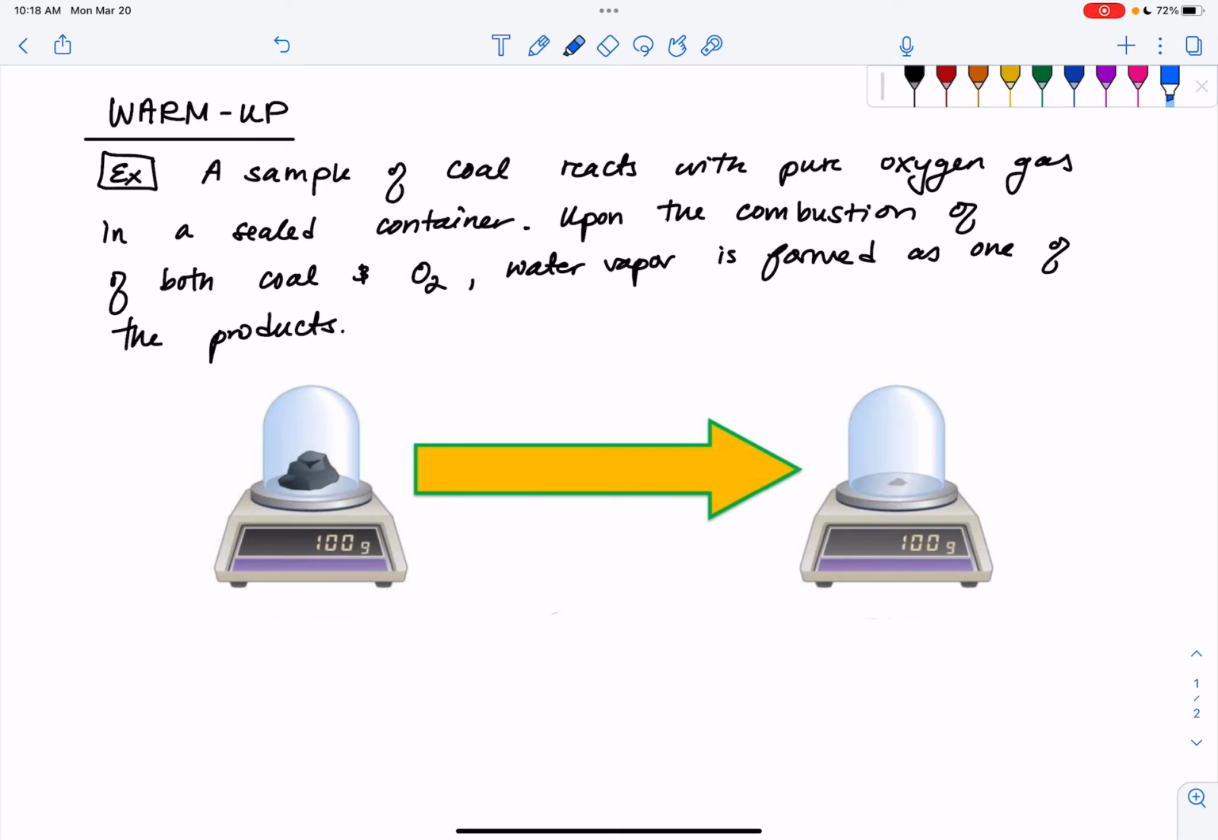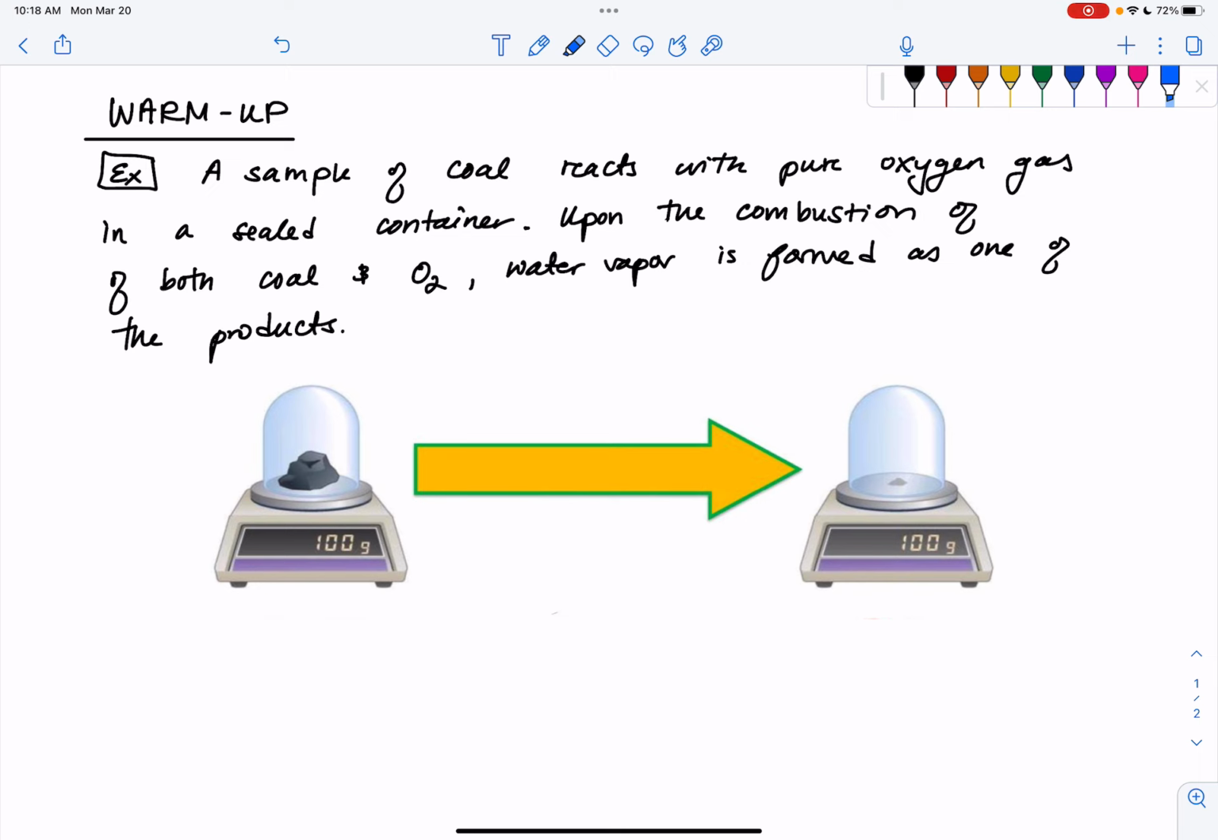Welcome to part 1 of our lecture video series for Monday, March 20th, where we're going to begin with a warm-up. So let's look at an example of a chemical reaction and let's apply what we know about the law of conservation of mass to what happens in a chemical reaction.